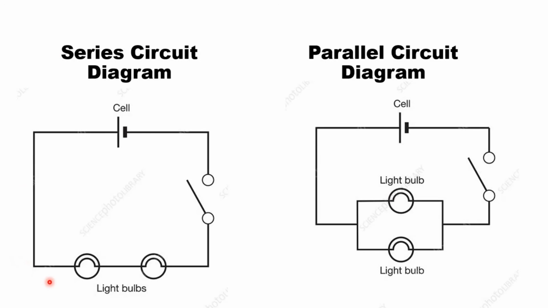So I have represented the series circuit diagram out here. Two bulbs connected in series to each other with one switch here and a cell here, and this is the parallel circuit diagram. I have one cell here and a switch here and two bulbs connected parallel to each other. So this is how we use symbols to represent the components.